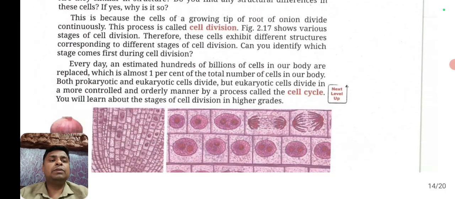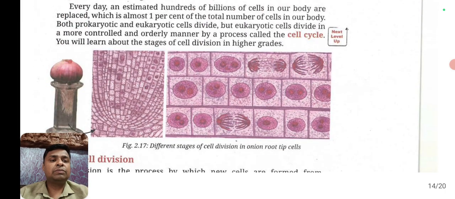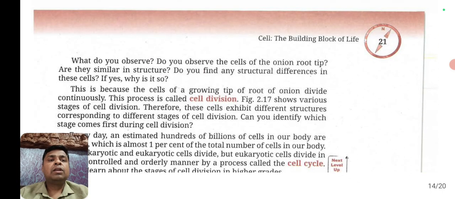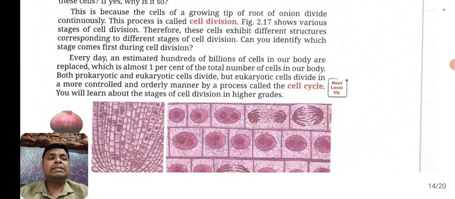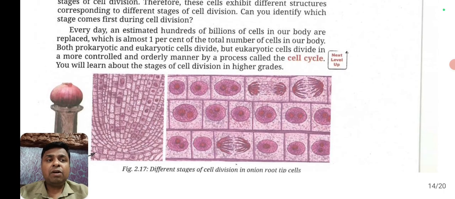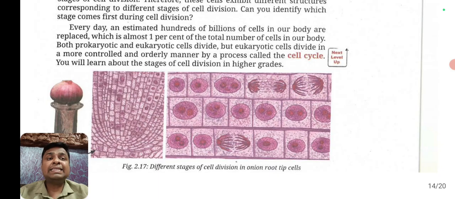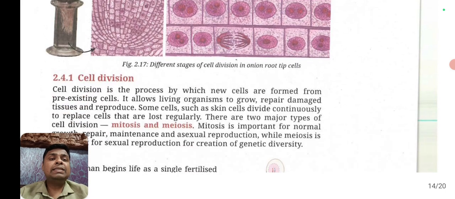So what do you observe? You can observe this kind of structure. Okay, cells which are growing, which are dividing. So cell division is happening. Cells grow, and that is called cell division. Different structures are formed. You can see the different structures. Cell cycle is there. So a cell is born, okay, from old cells, and then they grow and they divide again. So that is called cell division.